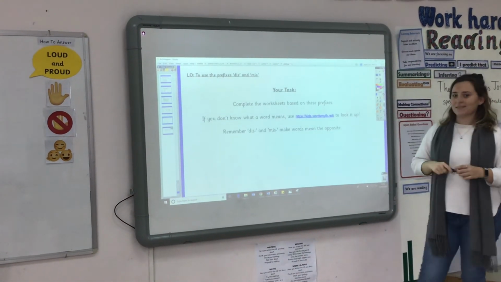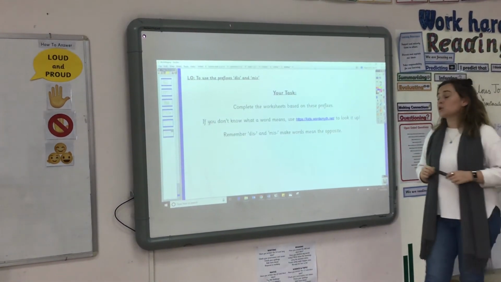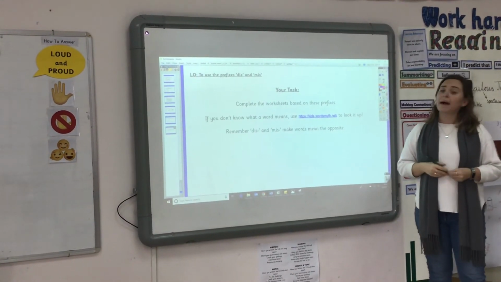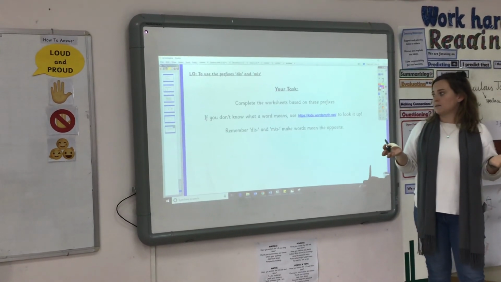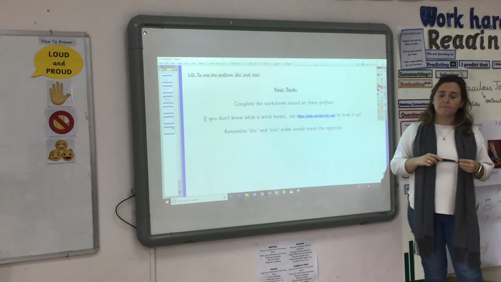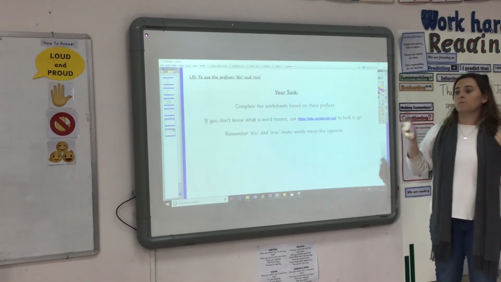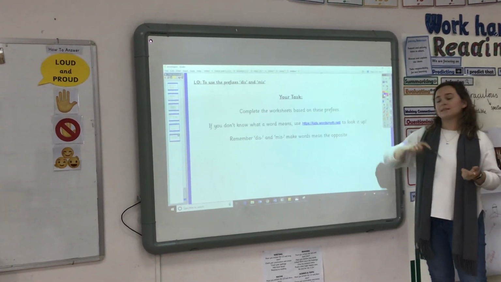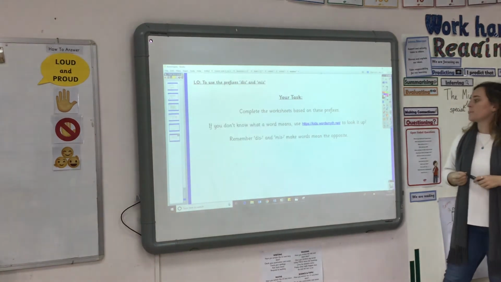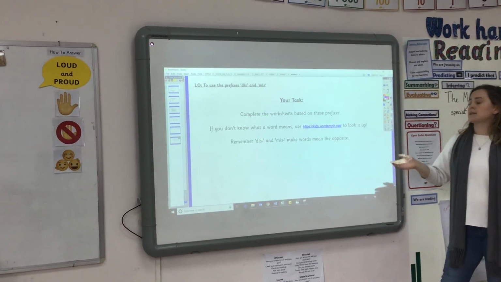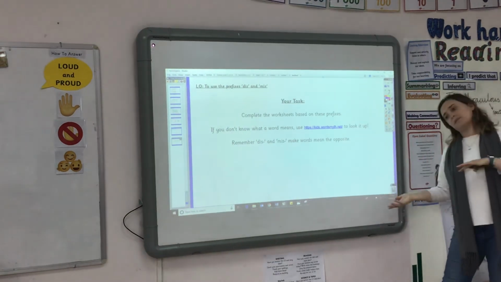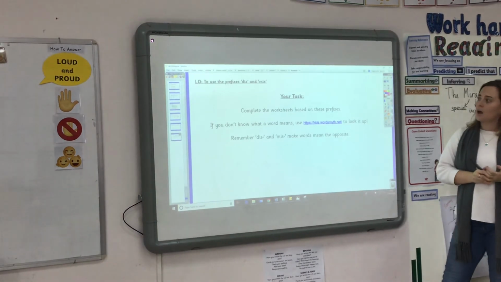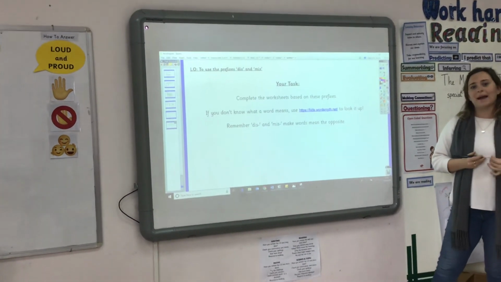Okay, so your activity for today is to complete the worksheets that your teacher will upload onto Google Classroom all about the dis and miss prefixes. If you don't know what a word means, you can try and work it out by looking at the prefix, but you can also use an online dictionary to help you find the meaning. And remember, dis and miss both make words mean the opposite of what they do when it's just the root word without the prefix. Okay, upload your work onto Google Classroom and we will check it for you soon.